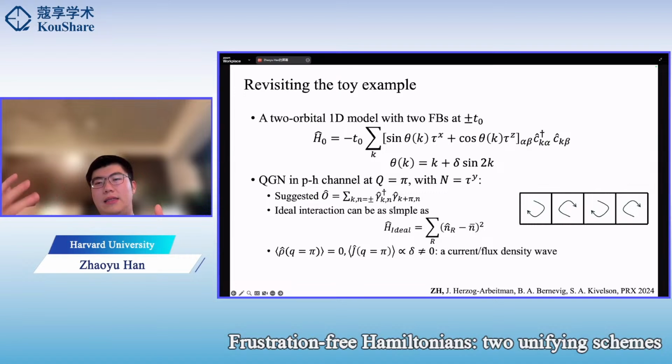And it turns out that this order parameter actually overlaps with the current density operator, but not the density operator. So the ground state actually hosts persisting circulating current while being spatially uniform in density. So this is actually a current or flux density wave if you regard these two orbitals as the two legs of a ladder. And you can plot the current pattern like this.